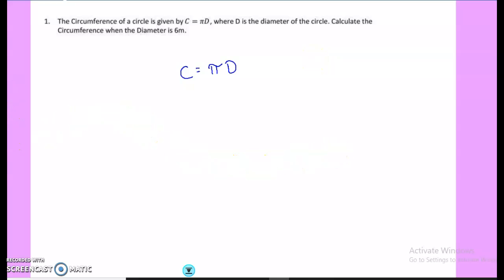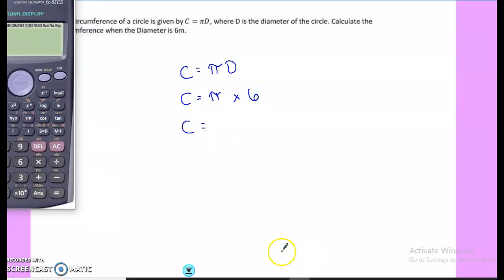Okay, so we've got the formula c equals pi d, which is one we've used before. It's to find the circumference of a circle. Pi doesn't change, it's either the pi button on your calculator or 3.14. Diameter here is 6, we're doing pi times 6. Type it into our calculator.